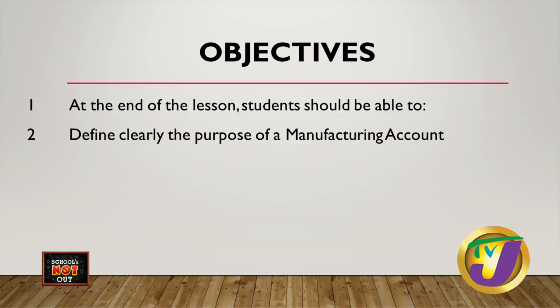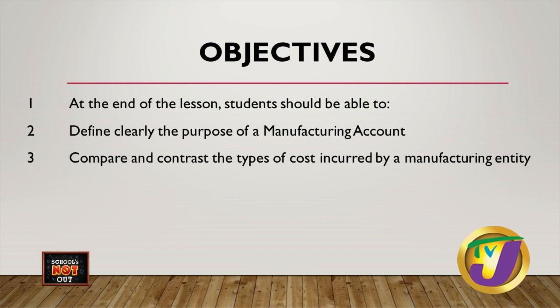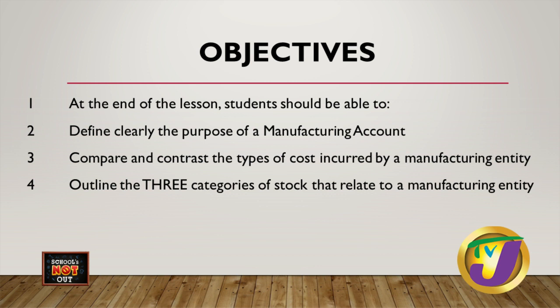We will now establish our objectives. What is it that we hope to achieve? Students, at the end of this lesson, students should be able to define clearly the purpose of the manufacturing account. Students should be able to compare and contrast the type of cost incurred by a manufacturing entity. Also, students should be able to outline 3 categories of stock that relate to a manufacturing entity.